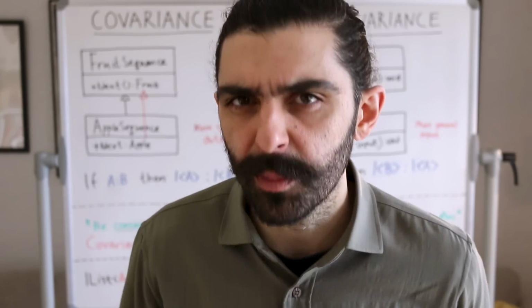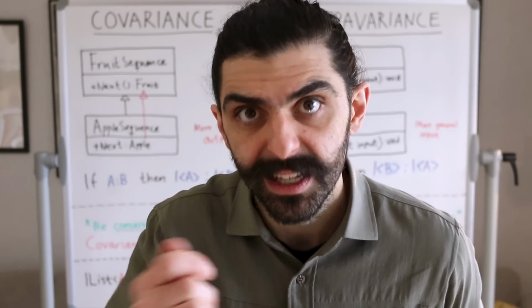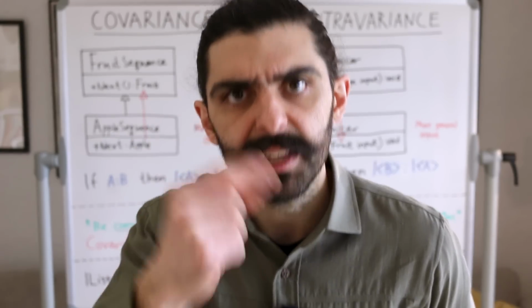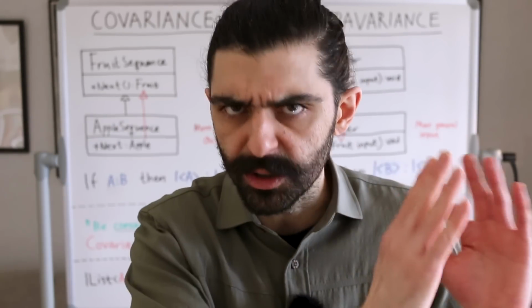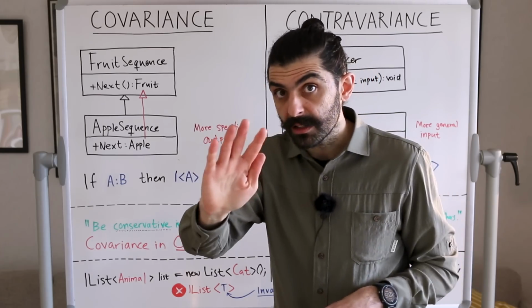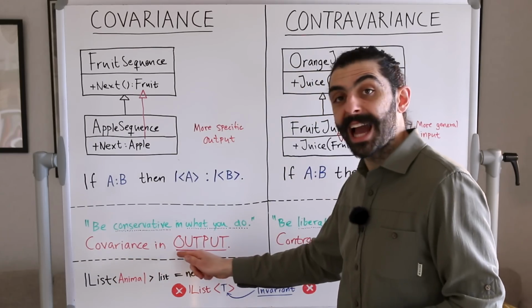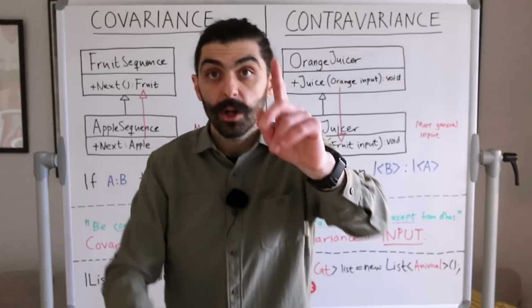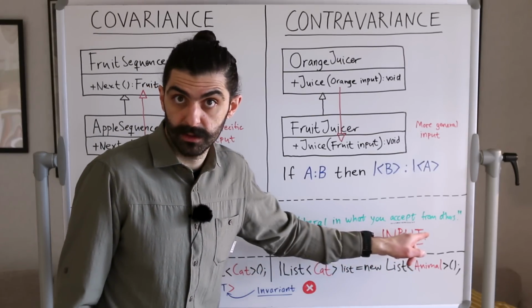So can you always use covariance and contravariance? No, not if you want to maintain type safety. In the beginning we mentioned that the generic type list is usually invariant in the type parameter. This means that it's neither covariant nor contravariant. It's invariant. Why is that? This is because generally covariance is only safe in output, while contravariance is only safe in input, type safe.